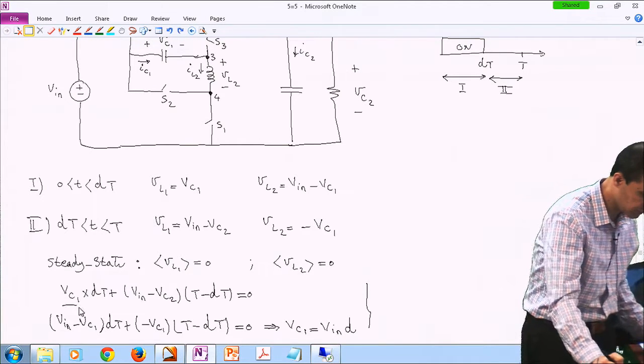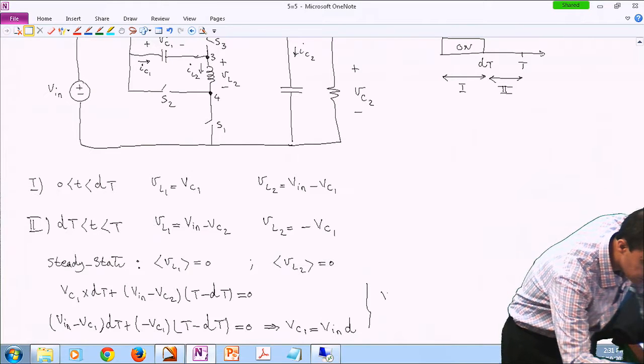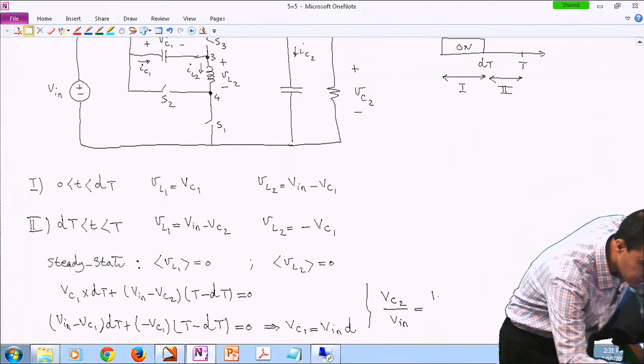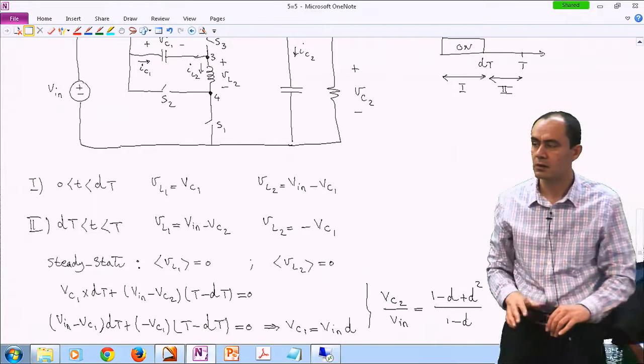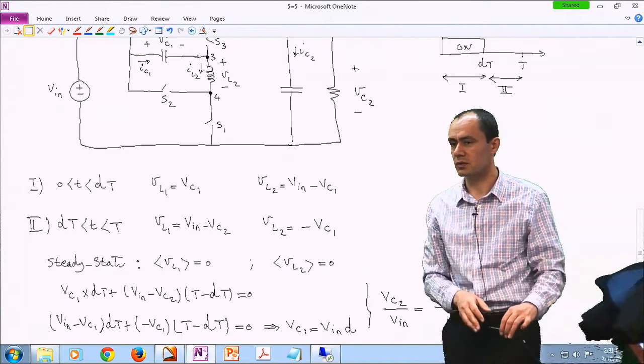So if you put it up there and then rearrange things, you're going to realize that VC2 over Vin, which is the overall voltage gain, is (1 minus D plus D squared) over (1 minus D). And the paper actually suggests the same voltage transfer ratio.